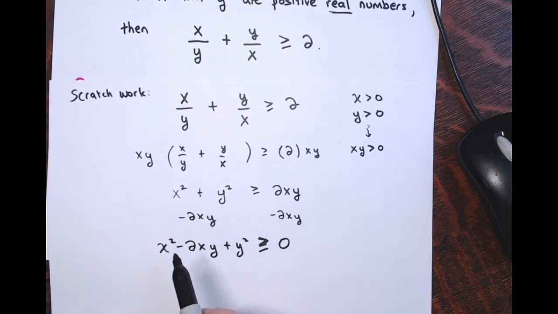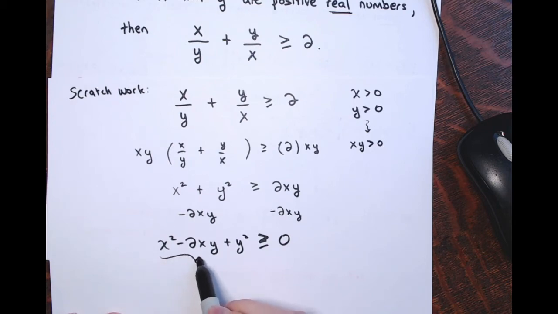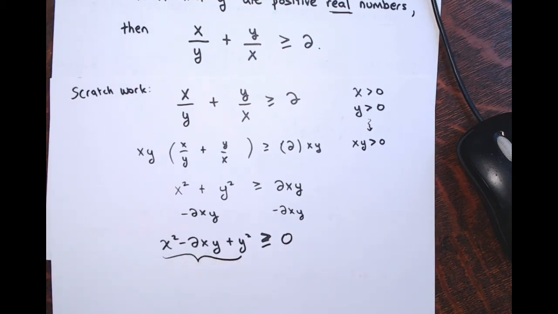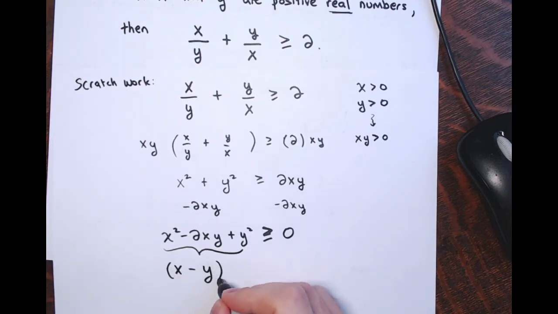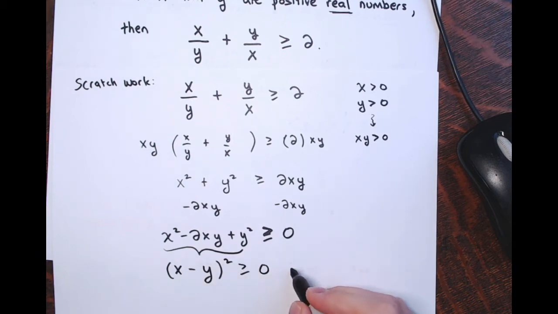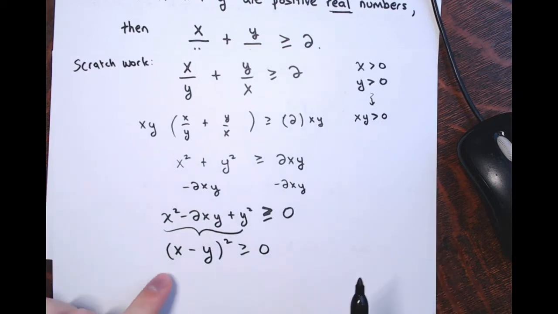And then something else algebraic. x squared minus 2xy plus y squared is factorable. This actually factors to (x minus y) squared, which is greater than or equal to 0. And here, this is perfect.